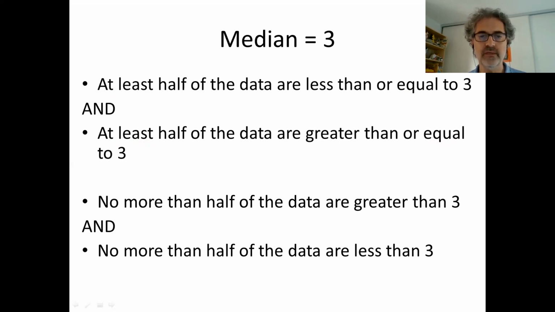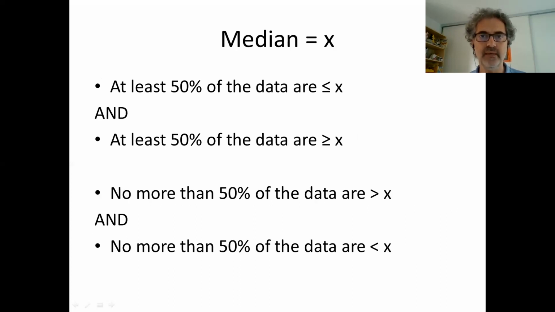Instead of these two sentences, we could use the equivalent set below: no more than half of the data are greater than 3, and no more than half of the data are less than 3. In fact, these 4 statements are all necessarily true for any data set that has a median of 3. And more generally, for any median x, it must be true that at least 50% of the data are less than or equal to x, and at least 50% of the data are greater than or equal to x, as well as no more than 50% of the data are greater than x, and no more than 50% of the data are less than x. So these are the general statements that amount to the definition of the median.